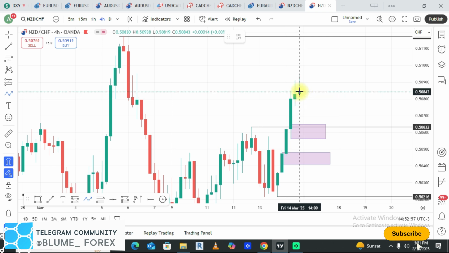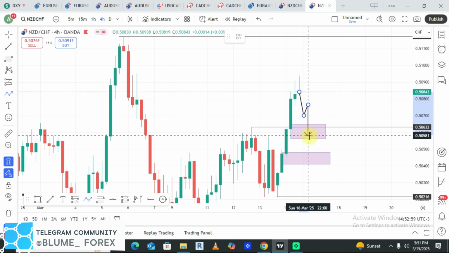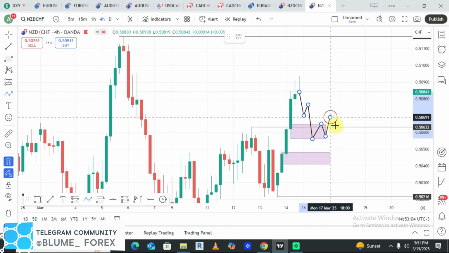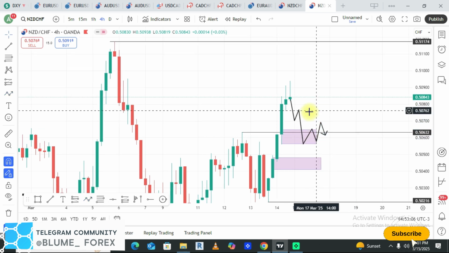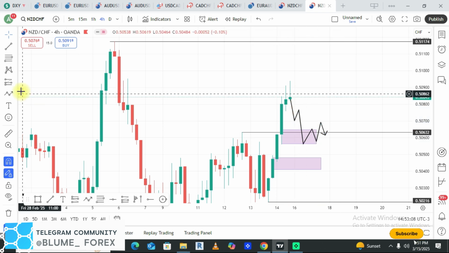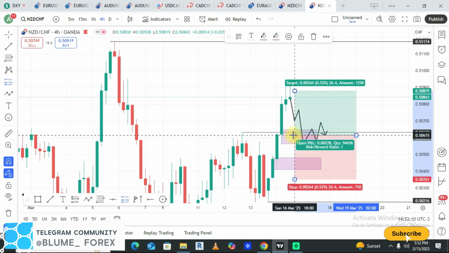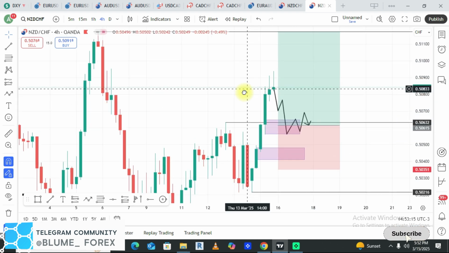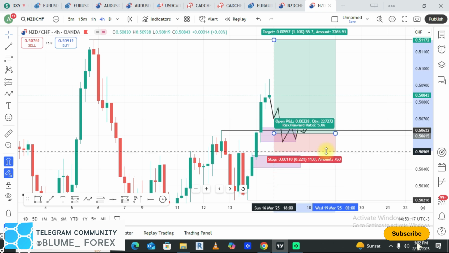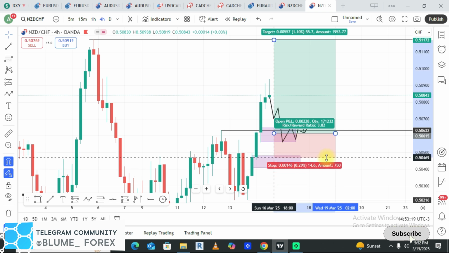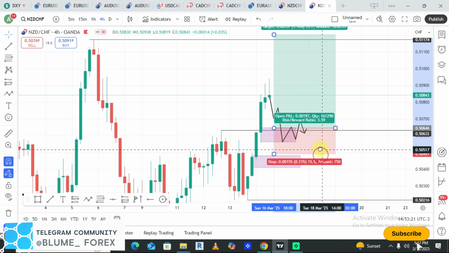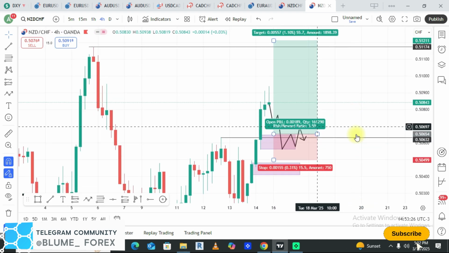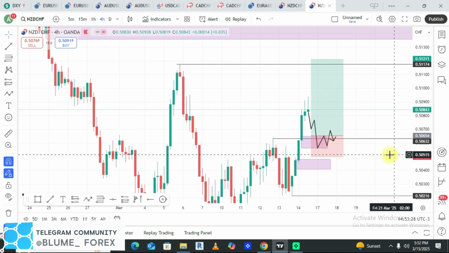So if we get a pullback to this demand, get a necessary structural shift, a change of character, a break of structure, I'll be looking for buys to the upside. Our target will be the week high that failed to create a new low, and our stop loss will be 15 pips below our demand zone. So we're targeting the week high. That's a 1:3 trade, right?